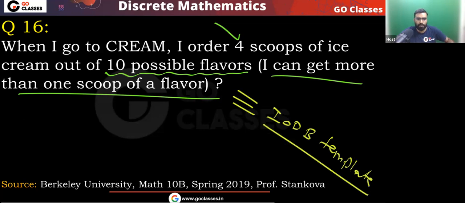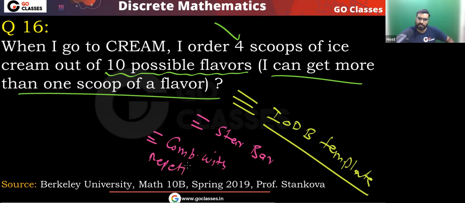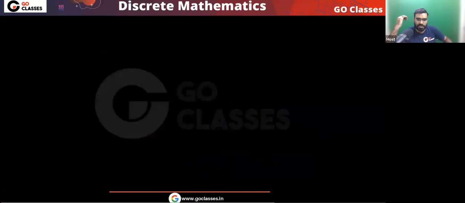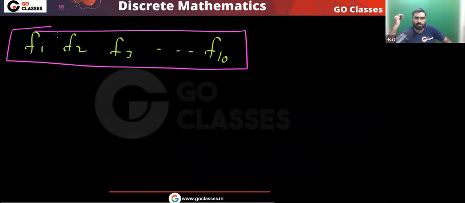If you remember, this is combination with repetition, which is star bar. You can call it whatever you want. The point is, who are the boxes here? These flavors are the boxes: ice cream flavor 1, flavor 2, flavor 3. How many flavors? 10 flavors are there. These 10 flavors are the boxes.